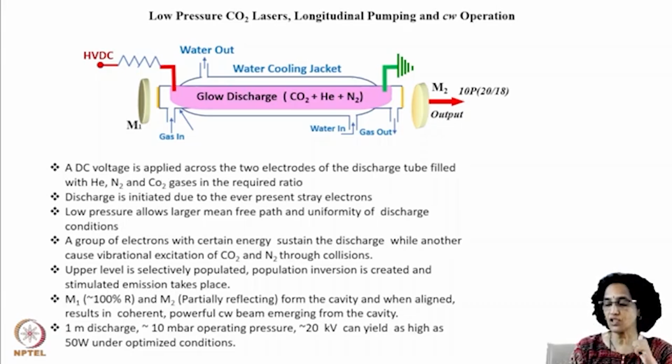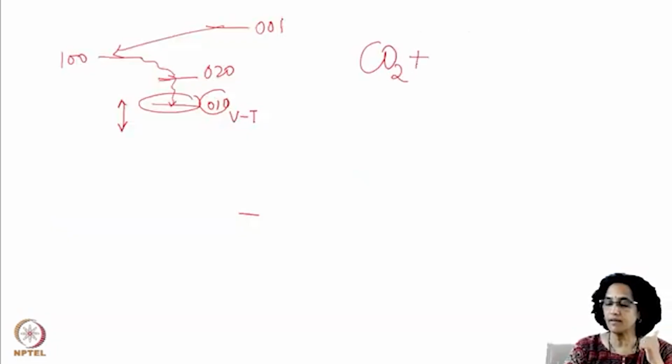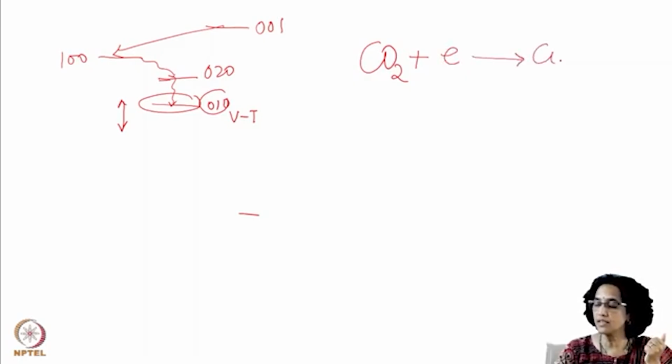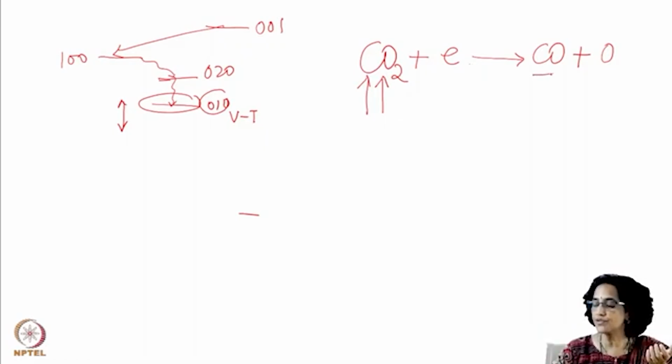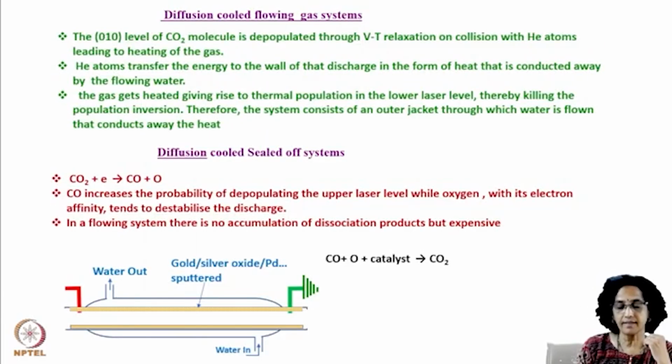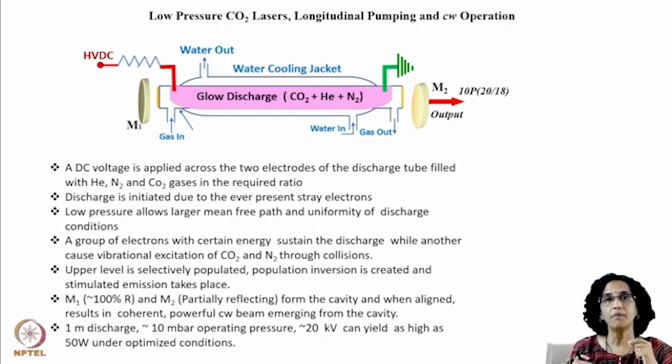But in the discharge, what happens is that the CO2 gas, when it collides with energetic electrons, it can get dissociated into CO and oxygen. This is a reversible reaction, but initially your concentration of CO2 is so high that this forward reaction is much more active, and therefore formation of CO and oxygen takes place inside the discharge. So that means what? We are saying that the gas gets contaminated. We wanted CO2, helium and nitrogen, but there is a formation of CO and oxygen as well.